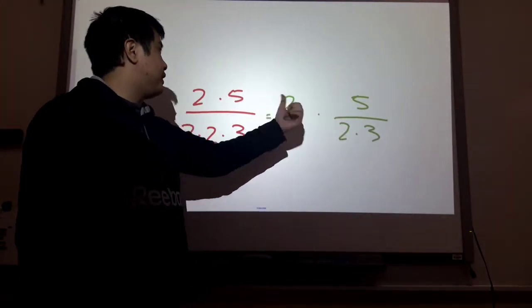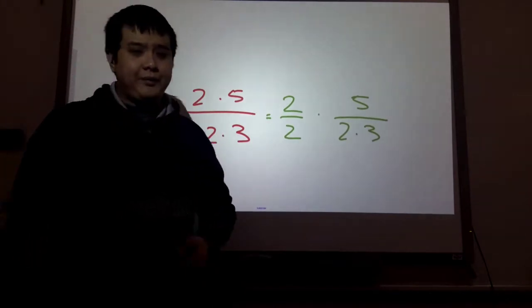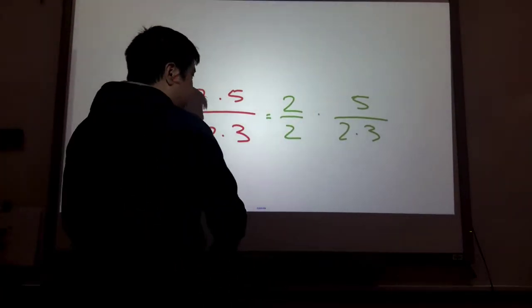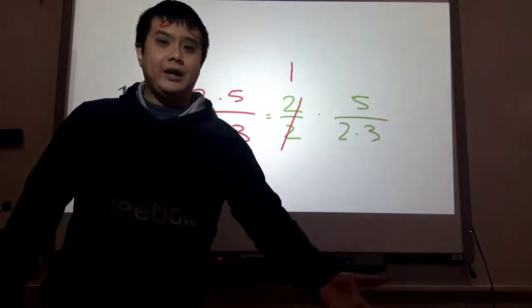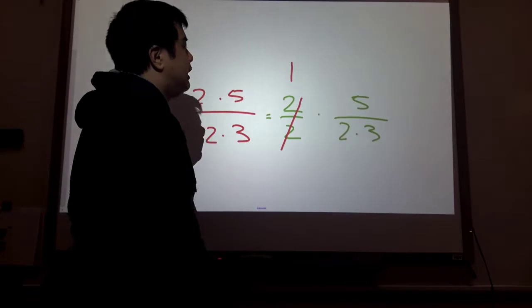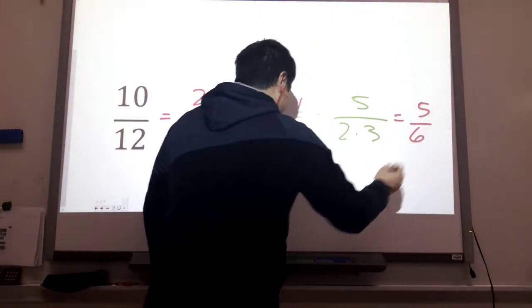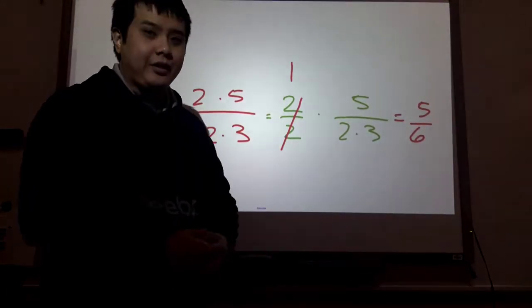So if we were to multiply this, we'd get this back over here, 2 times 5, and we would get 2 times 2 times 3. And we know that 2 over 2 is simply just 1. And we know that anything multiplied by 1 is just itself. So therefore, this simplifies to 5/6. What we're really doing is crossing out any common factors that they have in their prime factorization.